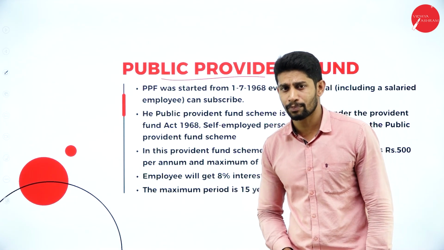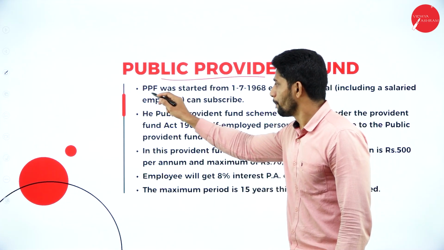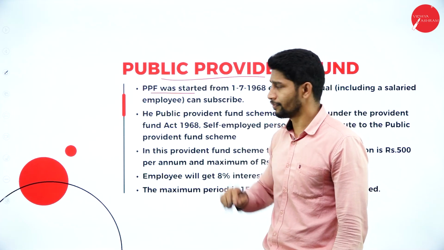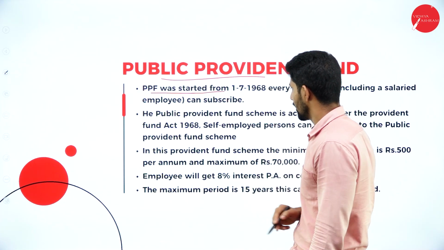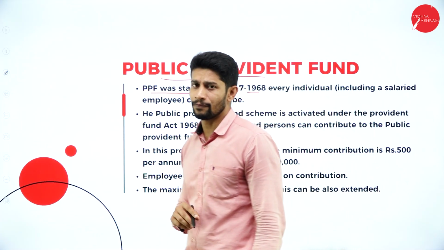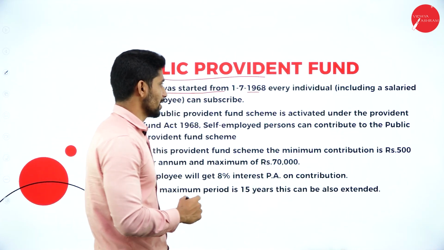The last one is public provident fund. So what is this public provident fund? Public provident fund is called PPF. PPF was started from 1/7/1968, that is from 1st July 1968.